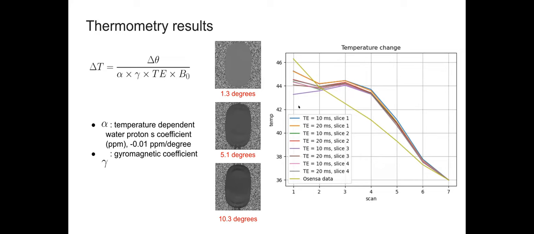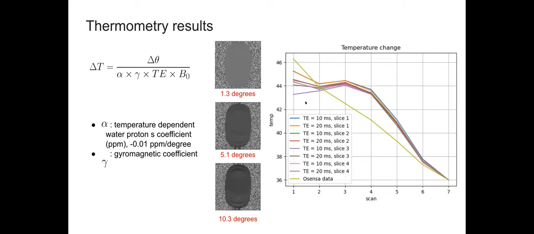we suspect that this is because during the scan, the temperature difference between the water and the surrounding was too large, that water temperature dropped too quickly. It was for about 2 degrees. This led to the inaccuracy in our estimation. However, this data still doesn't align with the Osensa data perfectly. Literature has reported that the error of such method is usually around 1 to 4 degrees. So this is within tolerance.